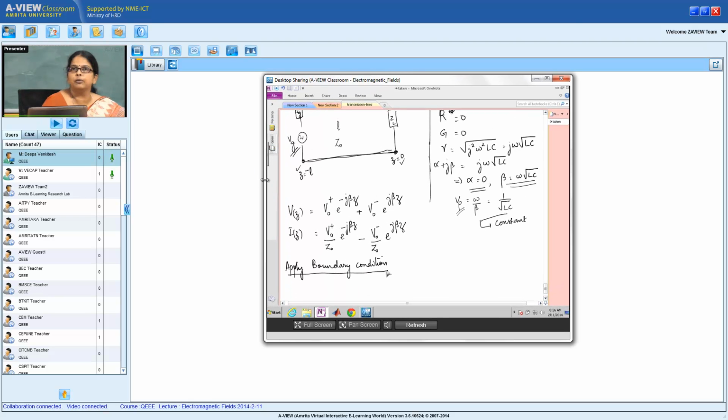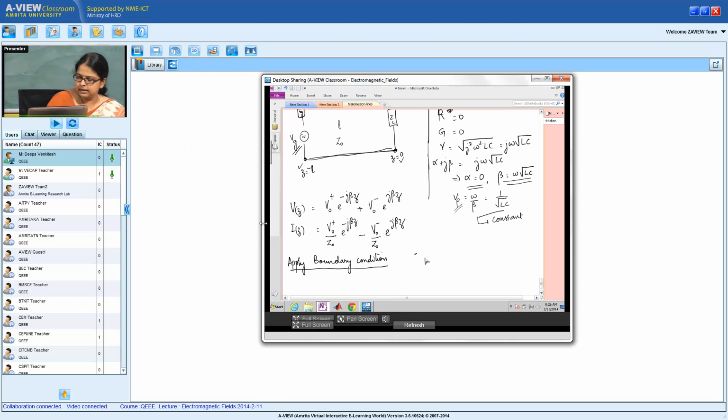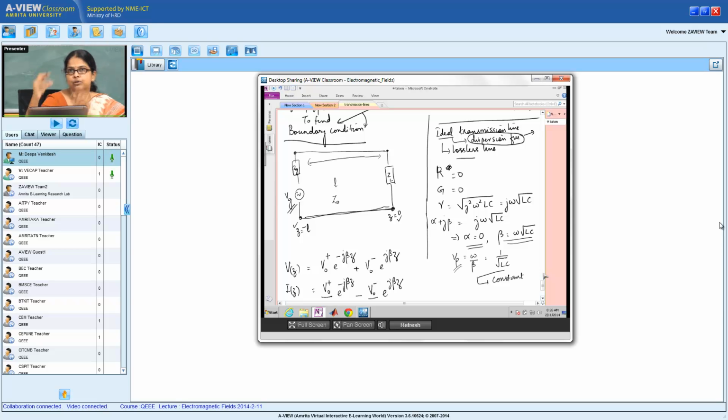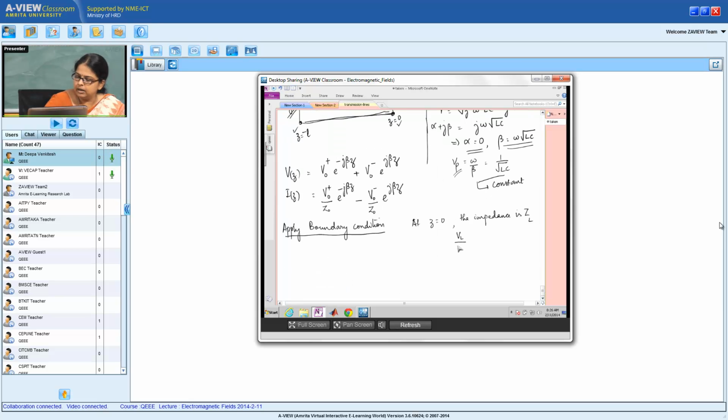What is the boundary condition that I am going to apply? I am going to say that at z equal to 0, the impedance is ZL. It has to be ZL because I have physically put an impedance ZL there. So if I can measure the voltage across this as VL, the current through the impedance as IL, what I am demanding is VL over IL should be ZL. That is a boundary condition.